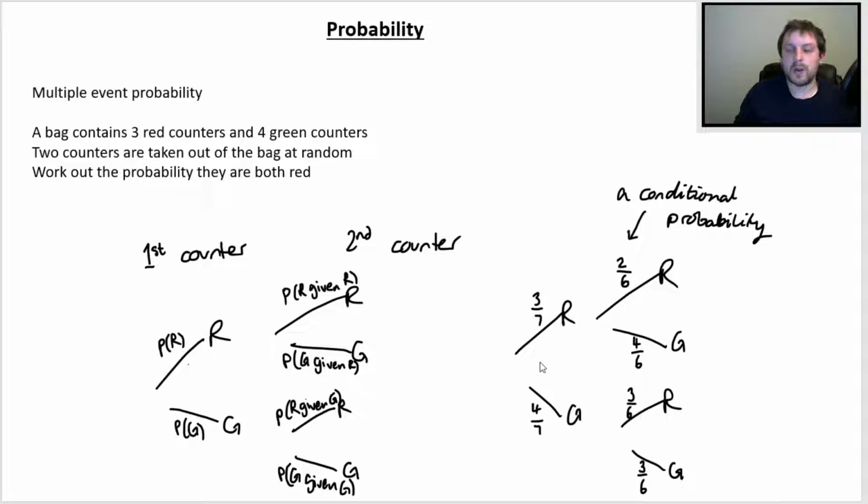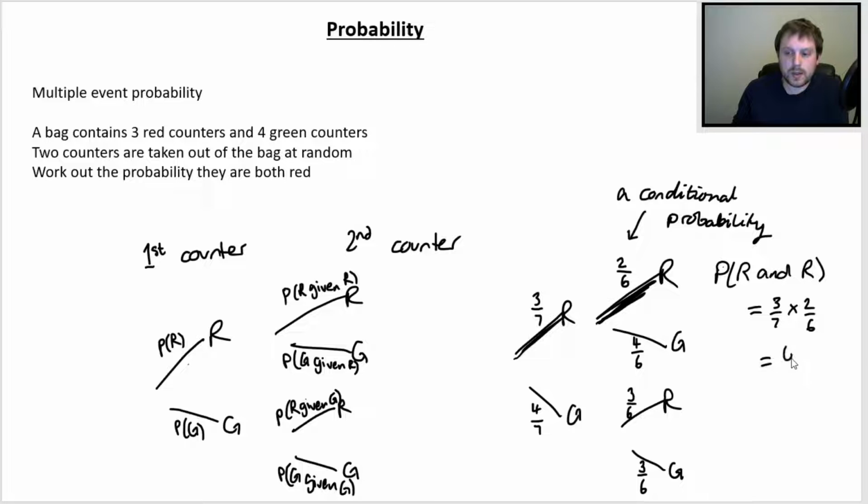And then, if you remember what you're supposed to do, you're supposed to multiply along the branches. So you'd have the probability of a red and then a red, which is 3/7 times 2/6, which is 6/42, which you can simplify, but you don't have to. So it's really important to notice that this is an and, right? We have both of these things at the same time. We've got a red and we've got another red.